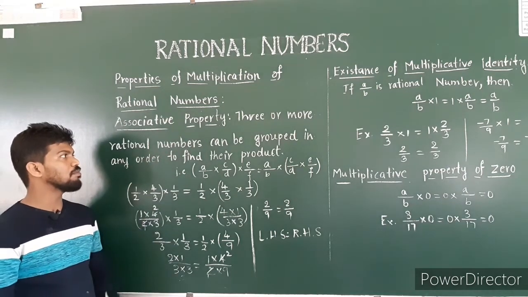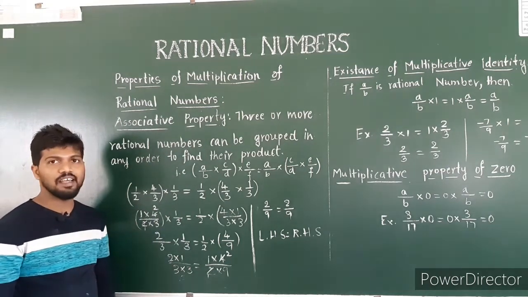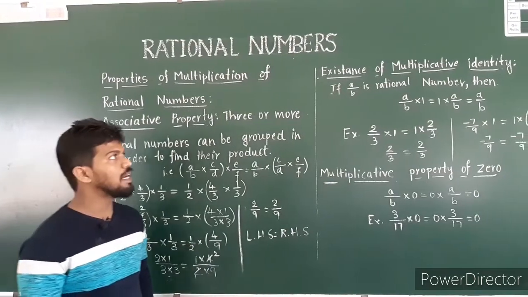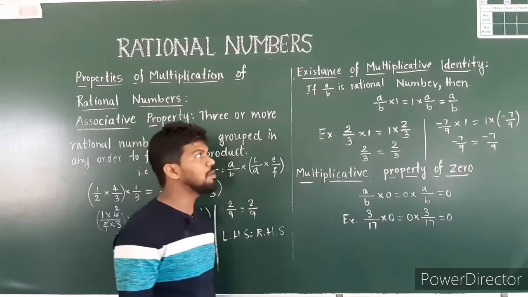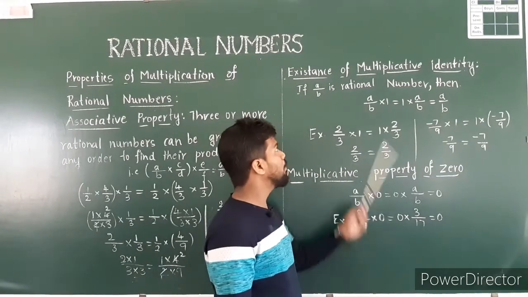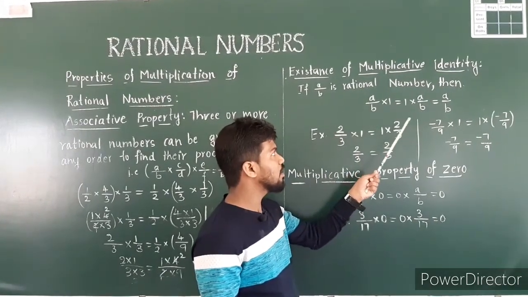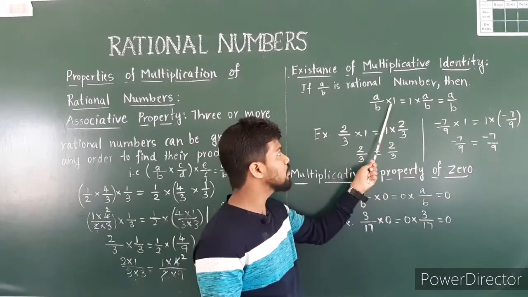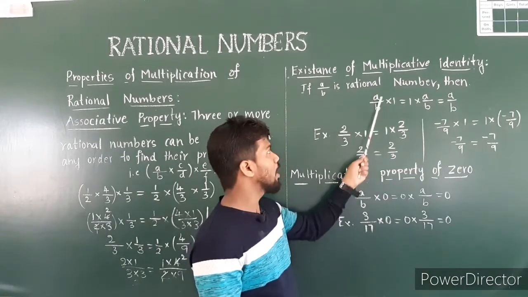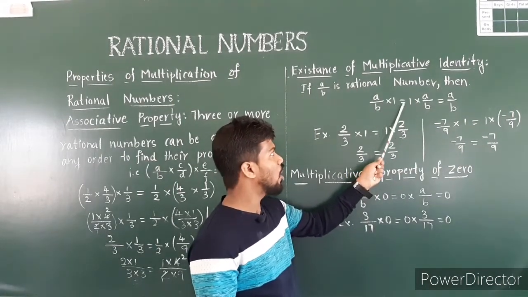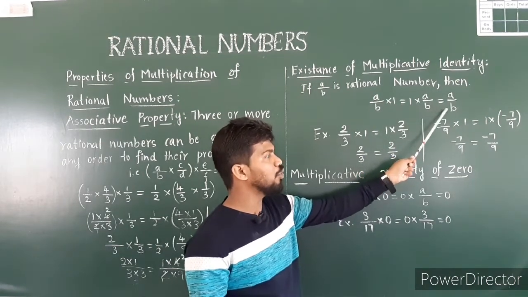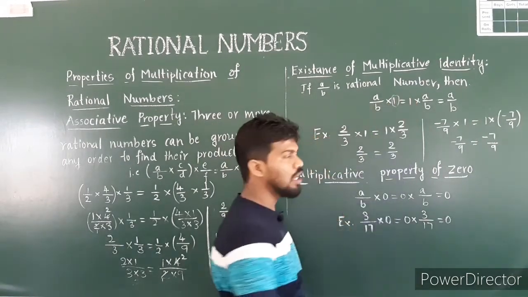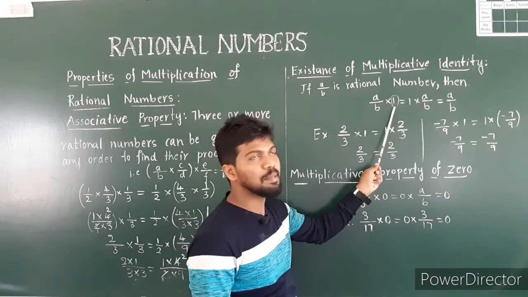Three or more rational numbers can be grouped in any order to find their products. Okay. So next, existence of multiplicative identity. If A by B is a rational number, then what do you multiply to get A by B? When 1 is multiplied, you get A by B. So A by B multiplied by 1, or 1 multiplied by A by B, you get A by B itself. Therefore, 1 is called the multiplicative identity.